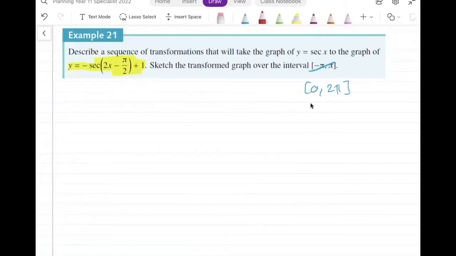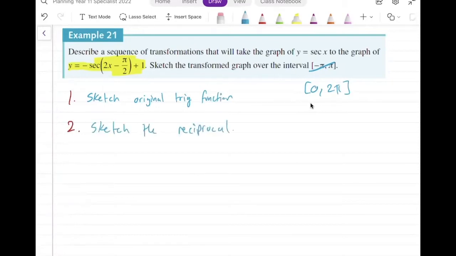So there are two steps doing any reciprocal trig function sketching. Step one is to sketch the original trig function. So if it's sec in this case, I'm going to sketch cos, and then step two is to sketch the reciprocal. Step two does kind of feel like that is just doing the entire question. However, it's actually pretty straightforward to sketch a reciprocal if I already know what the original function looks like.